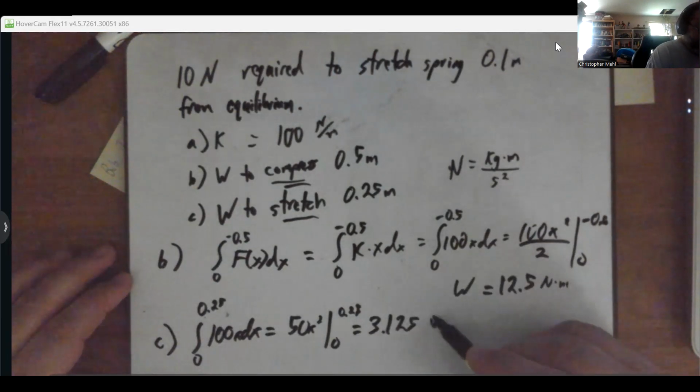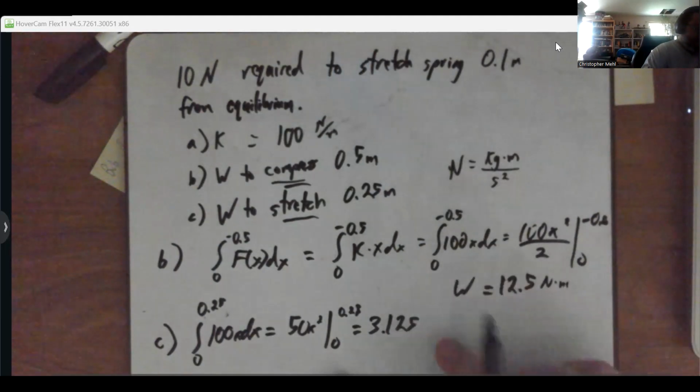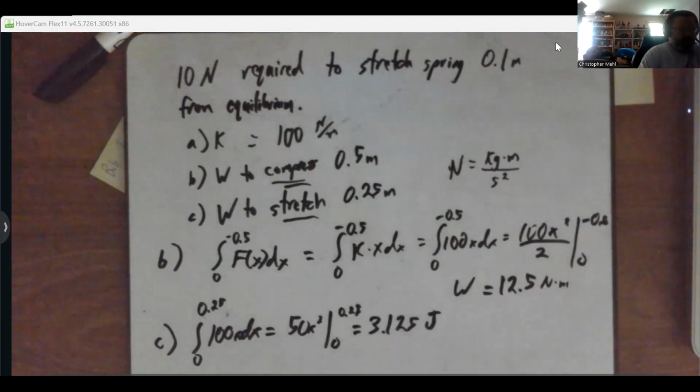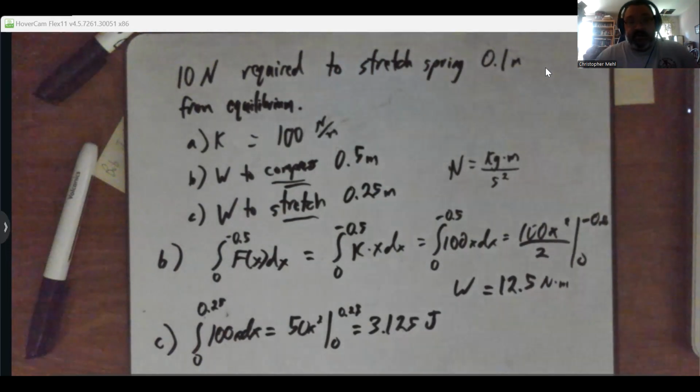Okay, Newton meters, which, by the way, another way to write Newton times meter is something called a joule. That's the unit for work. Okay, so that's our spring example of a variable force applied over a distance for work.